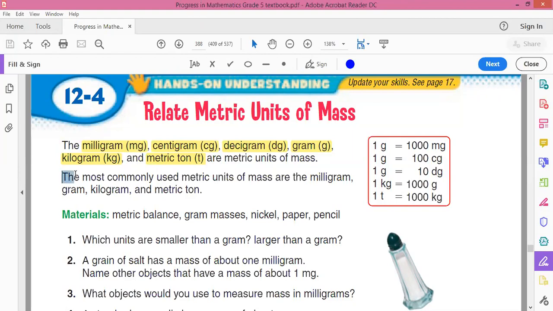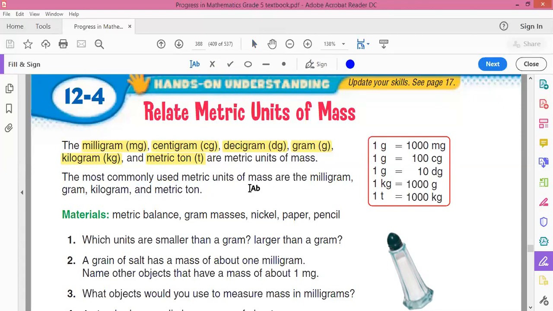Okay, now listen to me. The most commonly used metric units of mass are the milligram for the smallest objects, or grams, then kilograms, and then metric ton. These are the most commonly used units for mass. So now we will solve some questions.